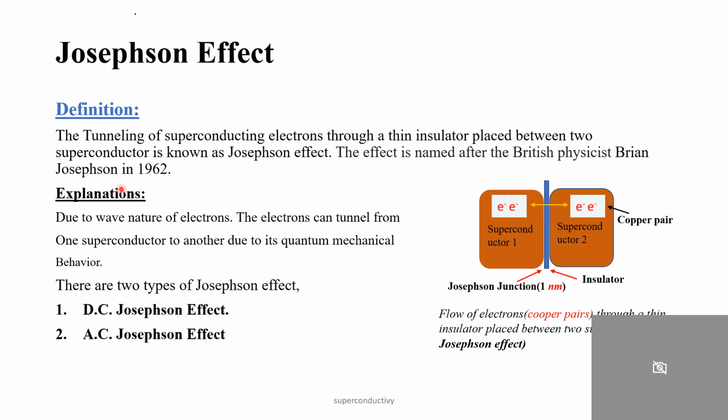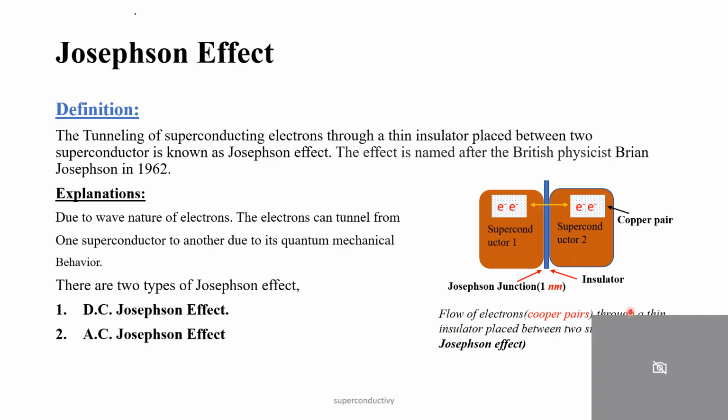And what is the reason of this Josephson effect? This is due to the wave nature of electrons. The electrons can tunnel from one superconductor to another due to its quantum mechanical behavior. So there are two types of Josephson effect. One is DC Josephson effect and another is AC Josephson effect.